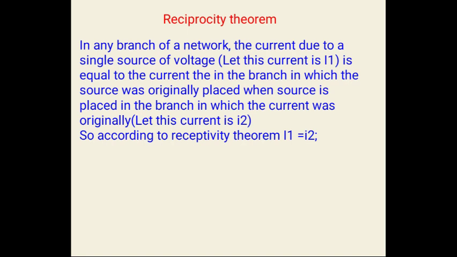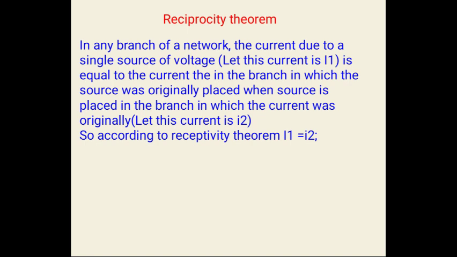The statement of the Reciprocity Theorem is: in any branch of a network, the current due to a single source of voltage is equal to the current in the branch in which the source was originally placed, when the source is placed in the branch in which the current was originally. So, according to the reciprocity theorem, I1 should be equal to I2.